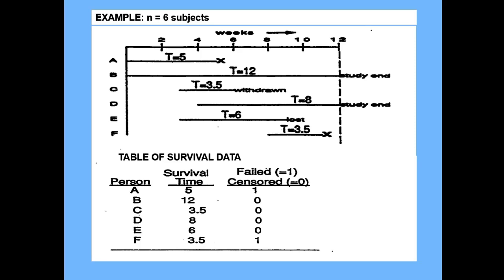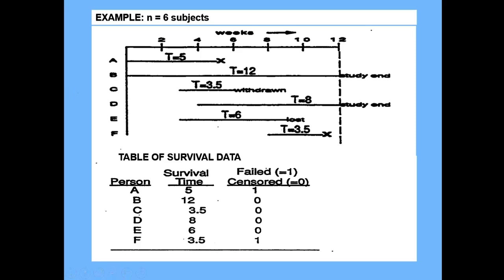Okay. Now, what about person C? Well, they didn't enter at the beginning of the study. They entered, I guess it looks like about 3 weeks. And they were followed for another 3.5 weeks, and then they pulled out of the study. They withdrew from the study. So is this person censored, or did they fail? Well, they're censored because you don't see an X, right? Okay, what's their survival time? Well, I put down 3.5. Why didn't I put down 6.5?